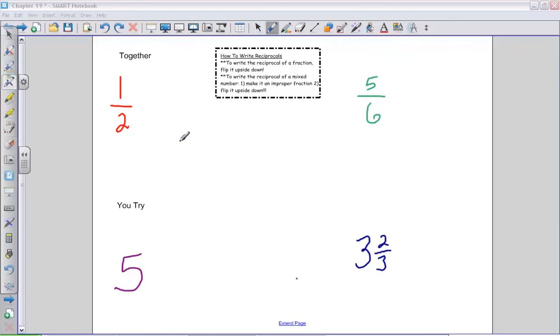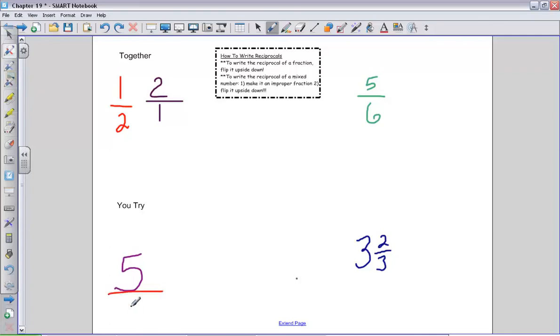I think we've got 4 more problems to try out together. So I need to know the reciprocal of 1/2, which we've actually already done because we did the reciprocal of 2. So the reciprocal of 1/2, I flip that upside down. I'm going to end up with 2 over 1. Again, I have a whole number. So to make a whole number into a fraction, I can always just put it over 1. And then my reciprocal of 5 is going to be, flipping that upside down, 1/5.